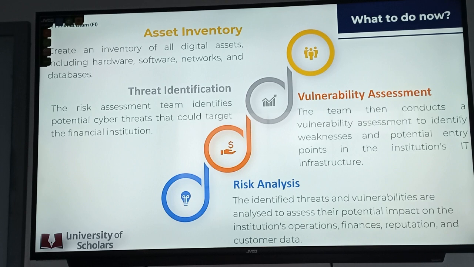Then we have to identify the threat. How should we identify them? The risk assessment team identifies the potential cyber threats that could target the financial institution, and these threats may include hacking attempts, phishing attacks, malware infections, viruses, insider threats, denial of service attacks, DoS attacks we say, and data breaches. It can be hybrid attacks, ABC attacks, alphabetical attacks. It can be anything. Trojan horse attacks. Several kinds of attacks can happen in a financial institution.